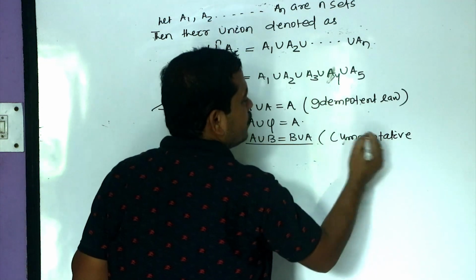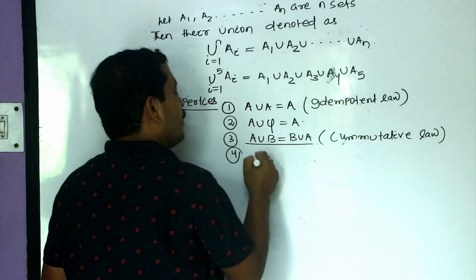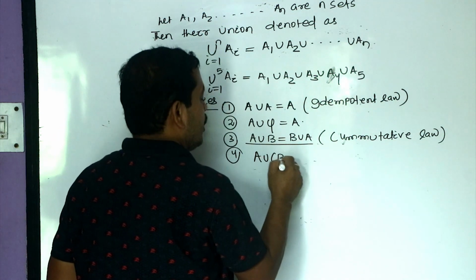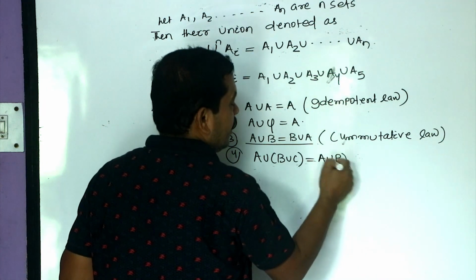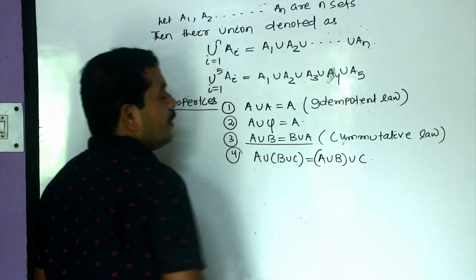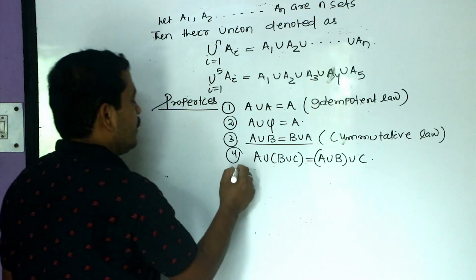Commutative law. Number 4, (A union B) union C equals A union (B union C). That is the associative law.